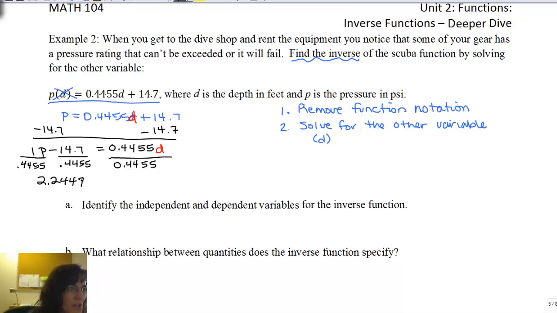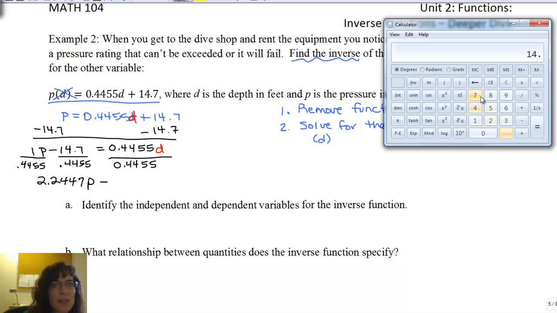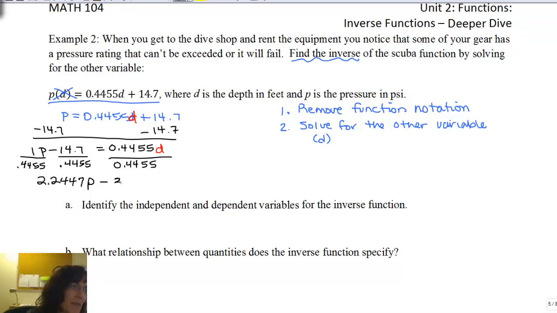That's for my first term. Remember, there's an implied 1 in front of the p that has to be divided by that 0.4455. And then I have my p minus, and then one more division there. I have 14.7 divided by 0.4455. And that gives me 32.9966, and the next digit's a 3, so I can just leave it as a 6, 32.9966. And then I have equals d, which was what I was after.